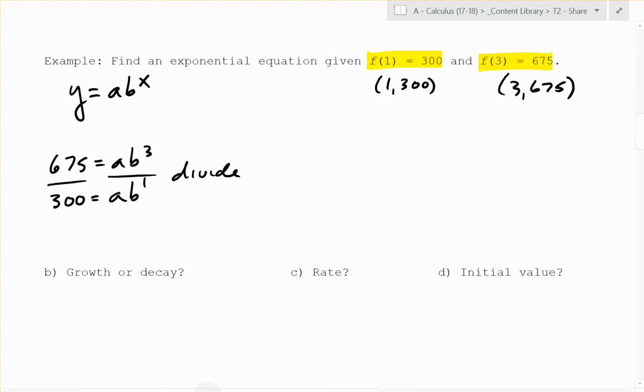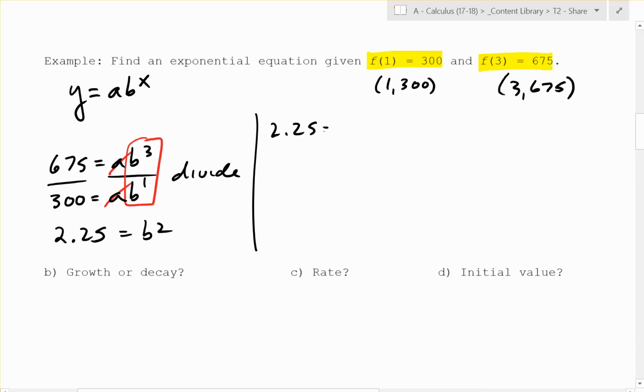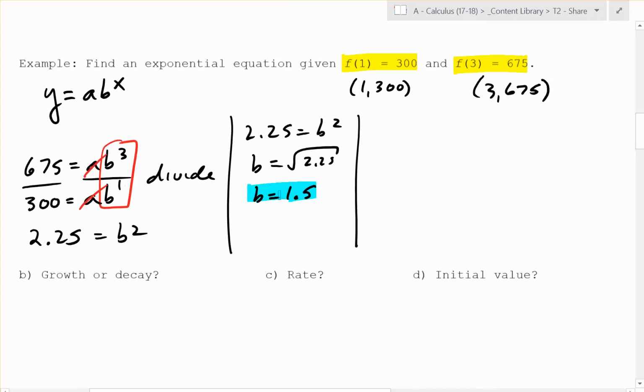675 divided by 300 is 2.25. And right here, the a's cancel, but over here, b to the third over b to the first is b squared. So we now know that 2.25 is equal to b squared, so you square root it, so b is equal to the square root of 2.25, which actually comes out to be 1.5. So now we pause and we say, okay, b is equal to 1.5. Let's plug that in and we get y equals a times 1.5 to the x.